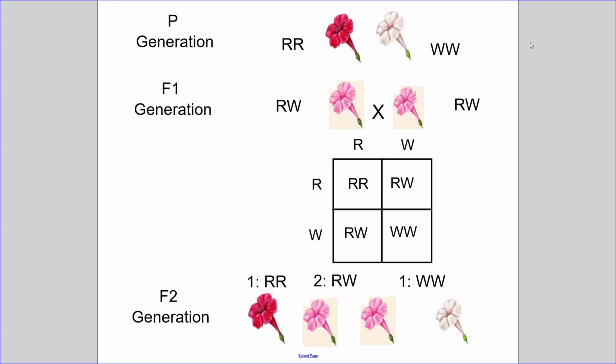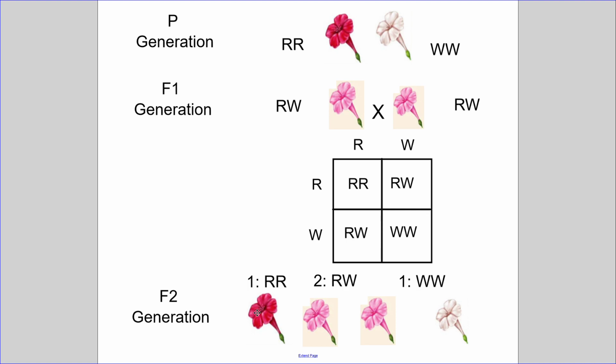So let's take a look. If you were to have a parent generation where you have the homozygous red and the homozygous white and you crossbreed those, the next generation will be 100% pink. But if you crossbreed those, you have heterozygous and heterozygous, what will end up happening is you'll get that red returning, you'll get that white returning, and then 50% will be pink still.